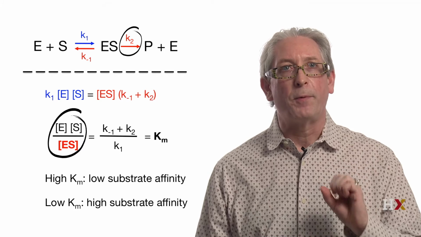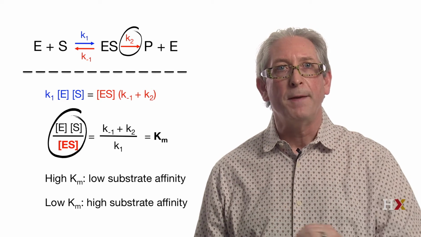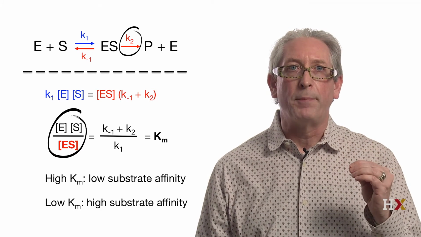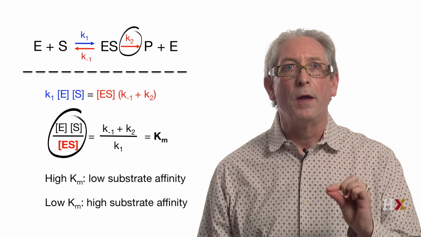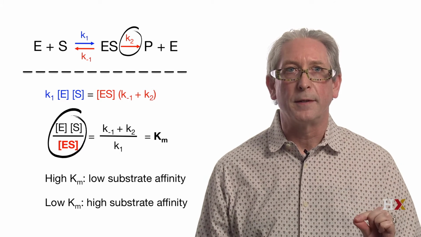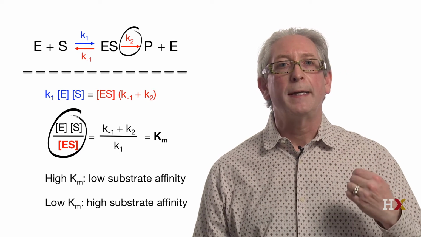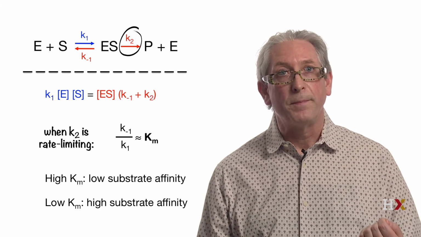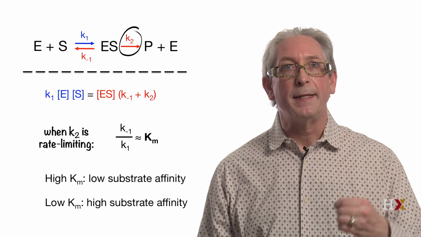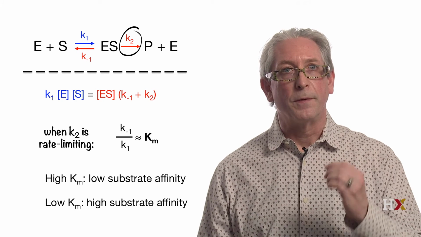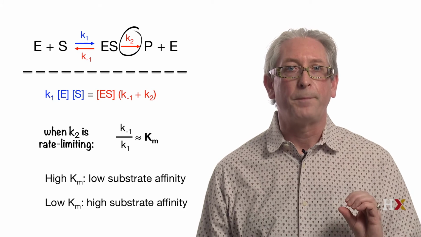If the second step of our reaction, the conversion of ES into P plus E, is the rate-limiting step of the reaction, that is, K2 is very small compared to the other rate constants, in this case, Km is proportional to the K-1 over K1 ratio, and that indicates the affinity of the enzyme for the substrate. So this correlation is only true in very specific conditions.